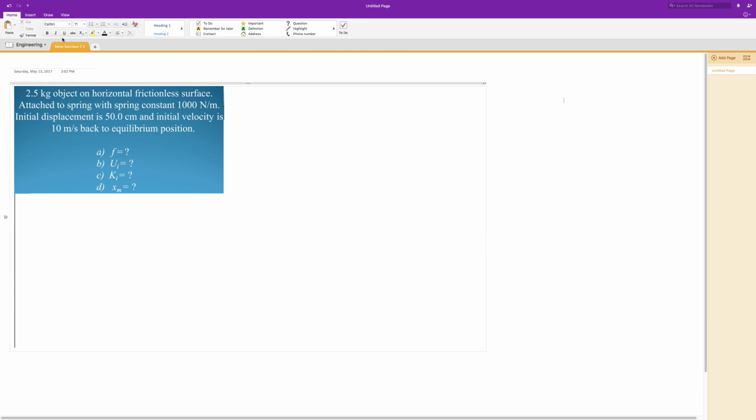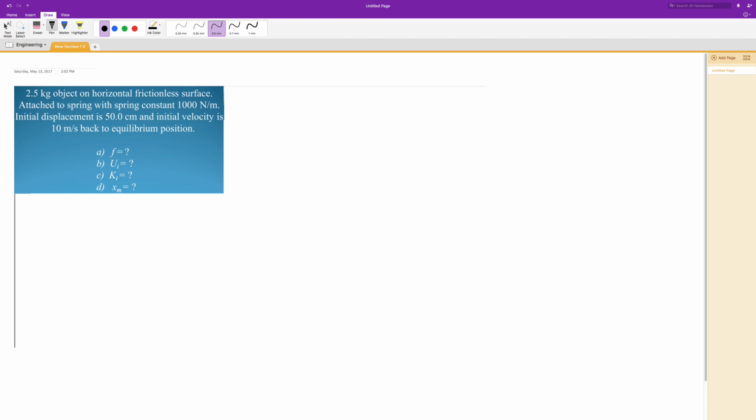Okay guys, let's do this problem right here. The question is asking: a 2.5 kilogram object on a horizontal frictionless surface is attached to a spring with spring constant 1000 Newton per meter. The initial displacement is 50 centimeter and the initial velocity is 10 meter per second back to equilibrium position. They are asking for the frequency, initial potential energy, initial kinetic energy, and the amplitude. So let's see how we can find it.